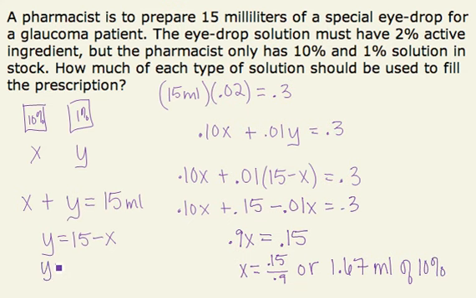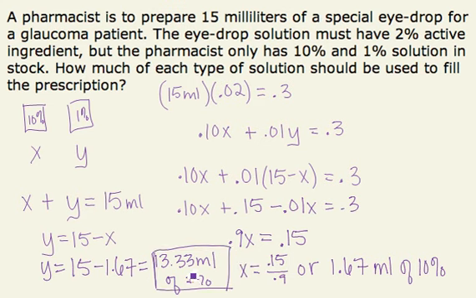Plugging that 1.67 back in, I get approximately 13.33 milliliters of my 1% solution. So 13.33 milliliters of 1% and 1.67 milliliters of my 10% are my final answers.